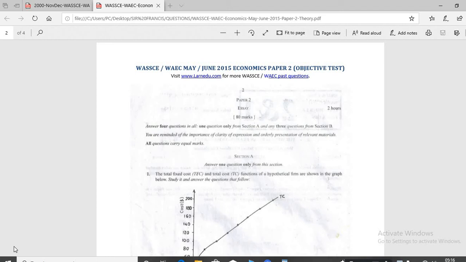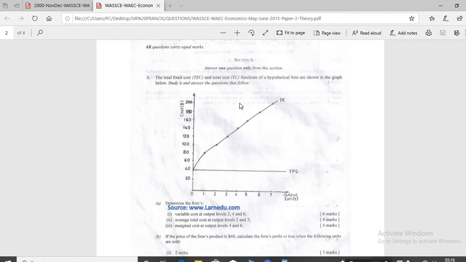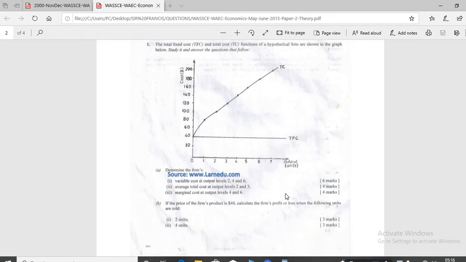Okay, so welcome back to our series as we've started solving the WASSCE question for economics, 2015 May-June. We are dealing with question 1 of section A of paper 2, and we are asked to use this graph to answer the question below. But in our previous lesson, we've solved the A aspect.